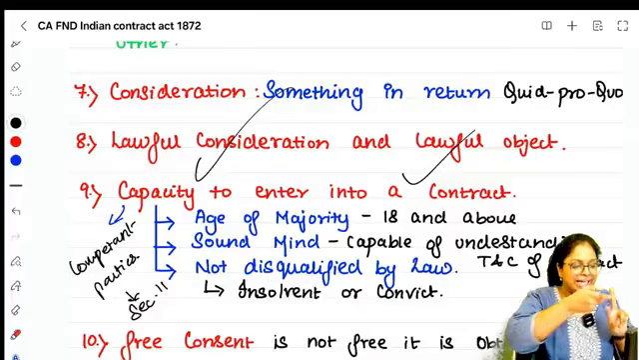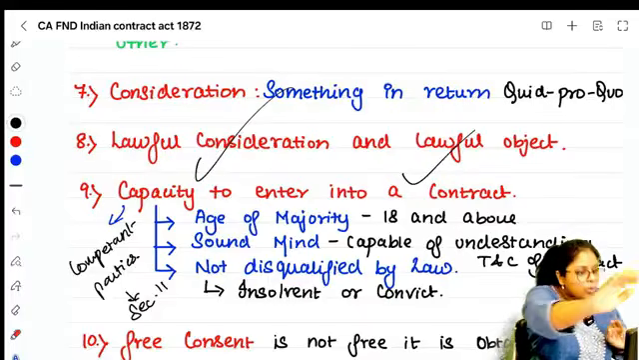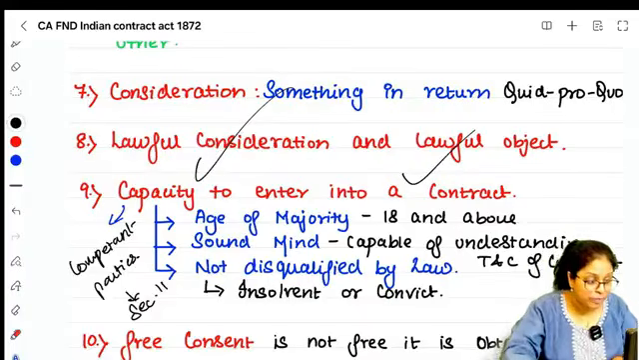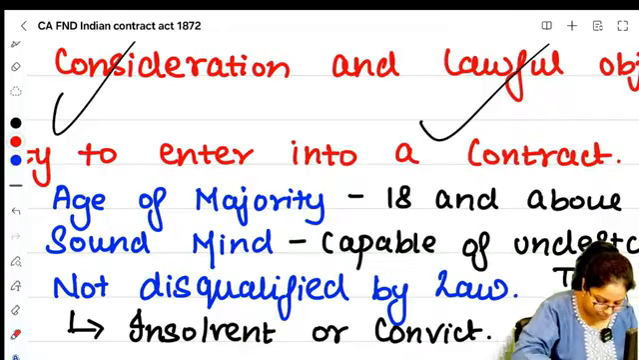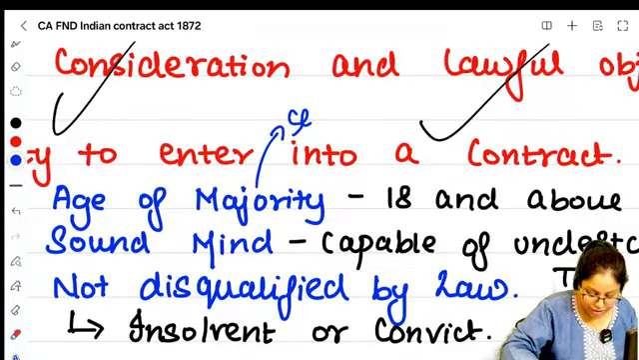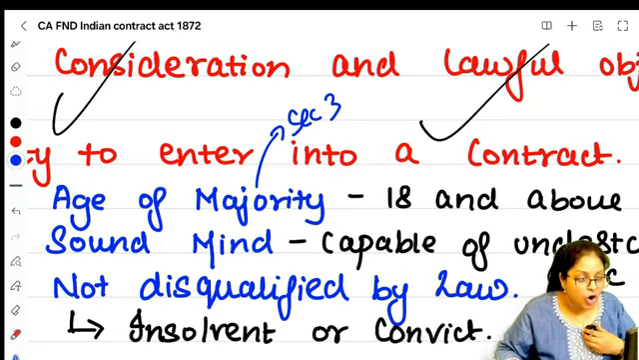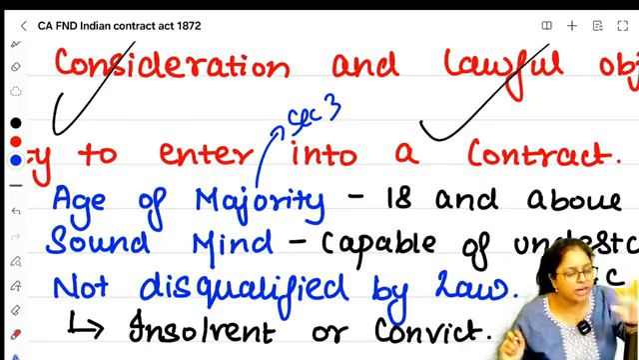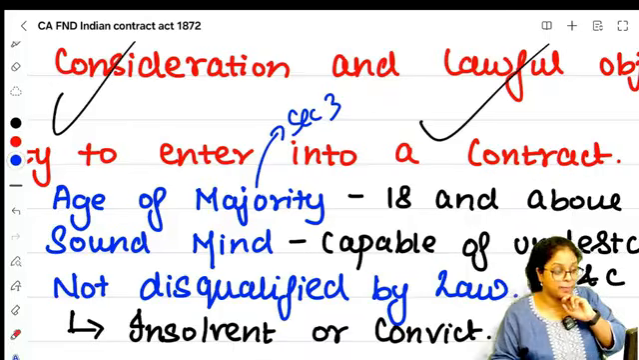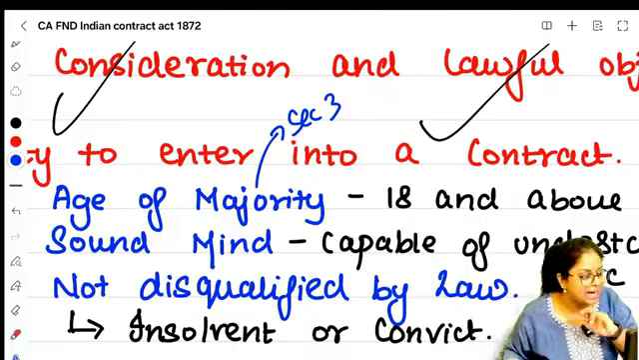Age of majority, sound mind, not disqualified by law. Age of majority, remember carefully, is defined in section 3. Section 3 of which act? Of the Indian Majority Act. This is over and above your syllabus, but if you want to remember, age of majority is 18 and 18 plus.